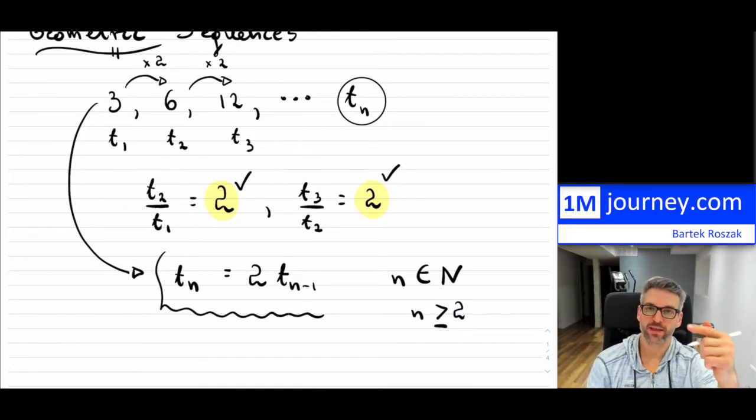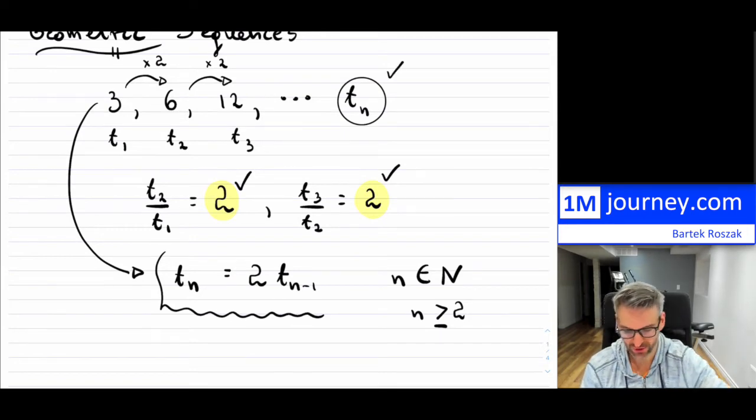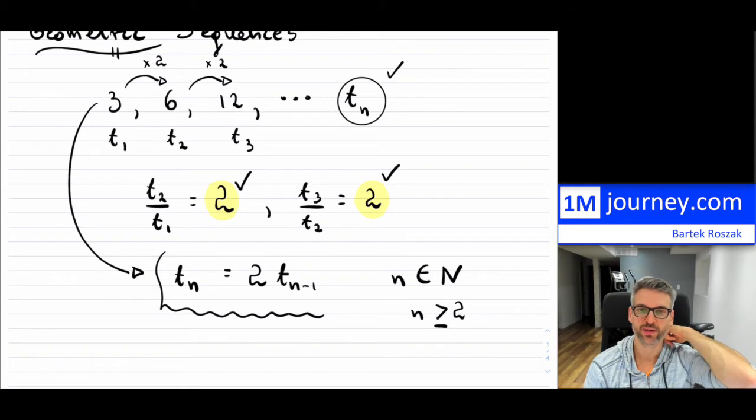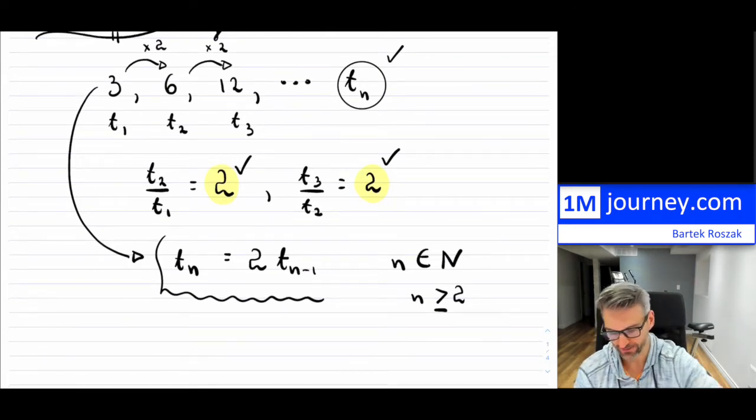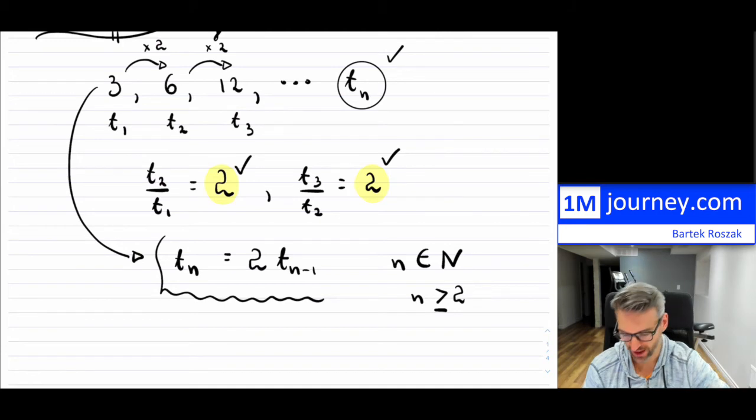Now, we don't always want recursive patterns, because we don't want to have to know the previous term all the time. What if we just wanted to know the 10th term or the 20th term, just like we did with the arithmetic sequences? How would we find it? Well, you can find this out, and it's very similar to the arithmetic sequence pattern.